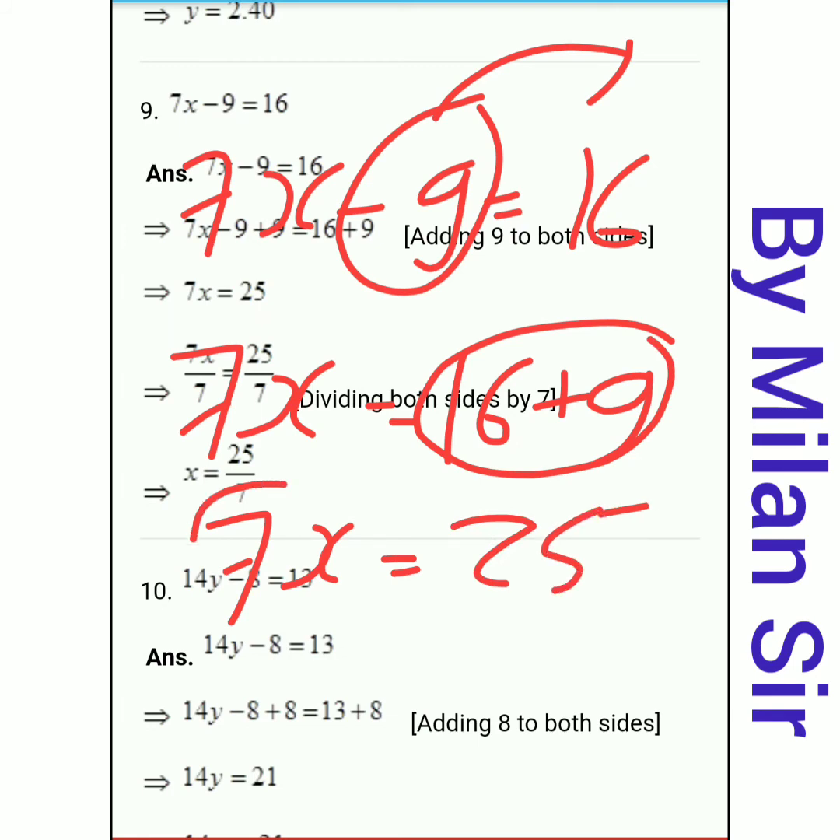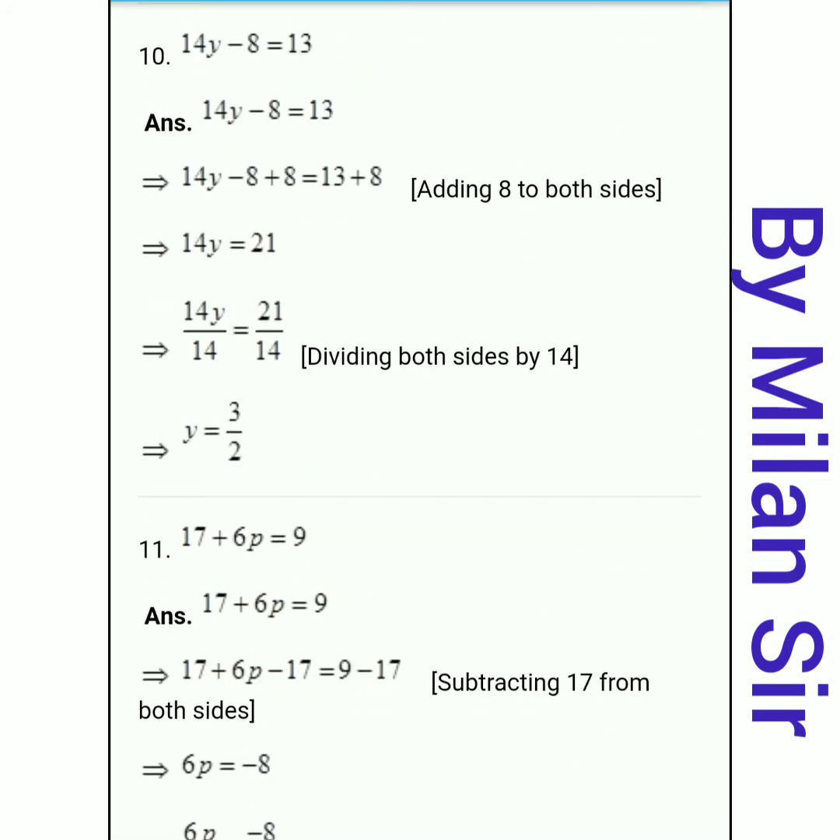After that, we can transfer our 7 to the right hand side. Here it is in multiplication with x, right? So it goes to the division. So 25 by 7, this is our final answer. Okay, we can convert it into the mixed fraction, but we can write this answer also. Okay, so x is equals to 25 by 7. Then question number 10.